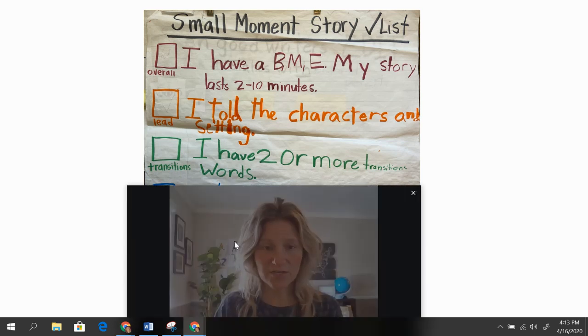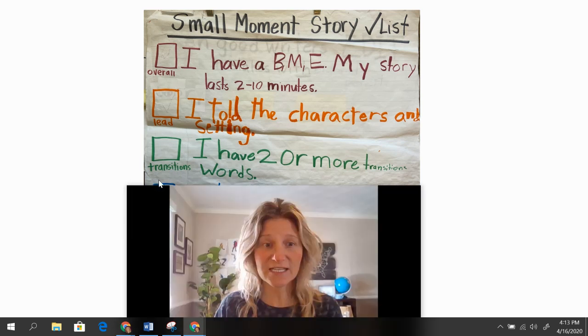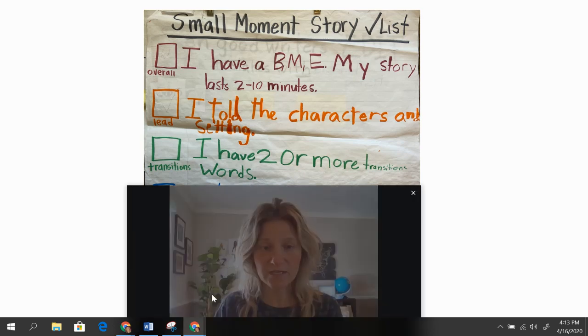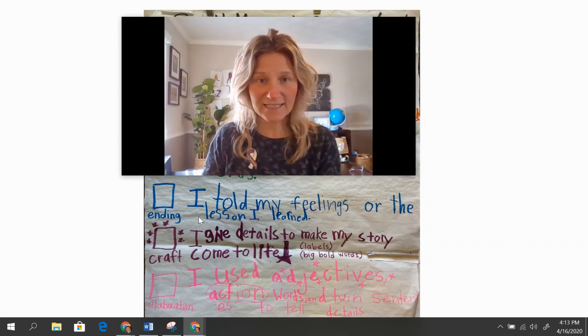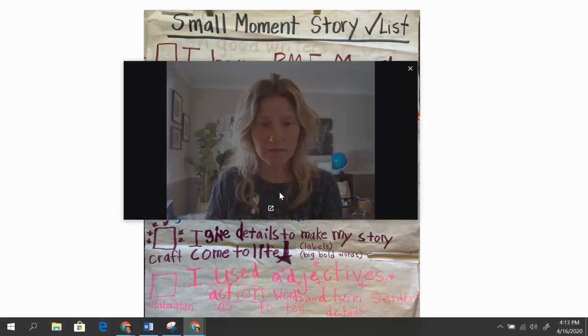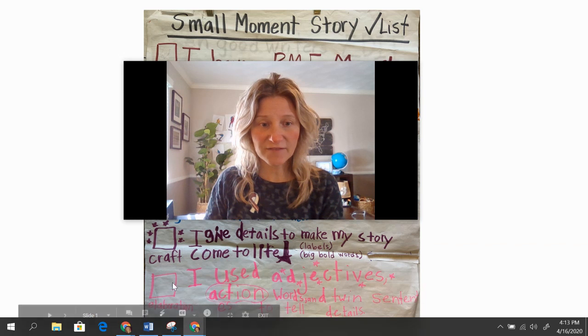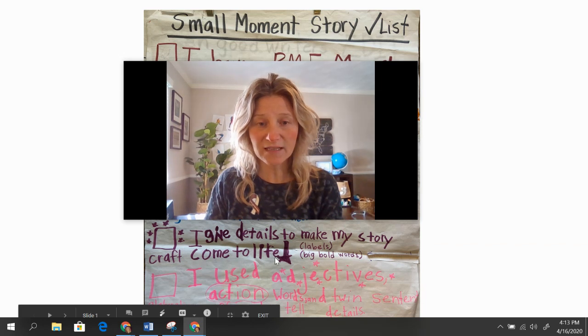The next thing we need to make sure that our story has is transitions. I have 2 or more transition words. So we're going to be talking about transition words as we write. The next thing down below my head now is the ending. I told my feelings or the lesson I learned. Below that is craft and elaboration. Craft is I give details to make my story come to life.